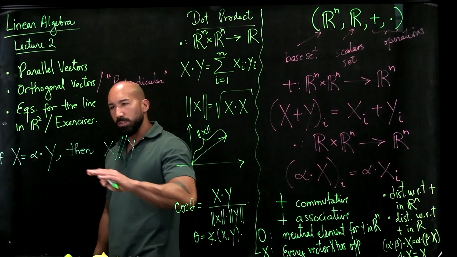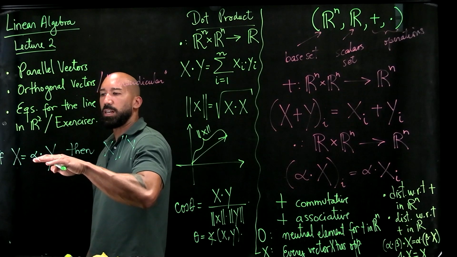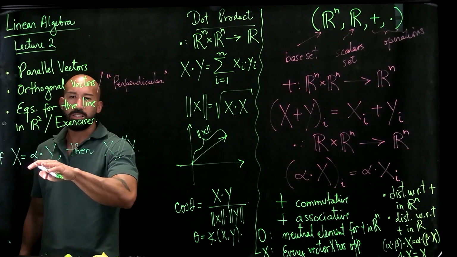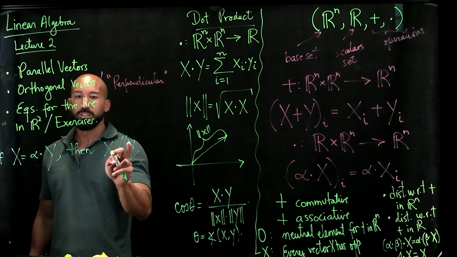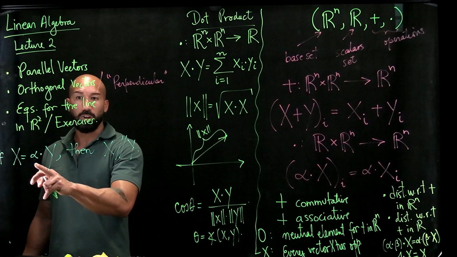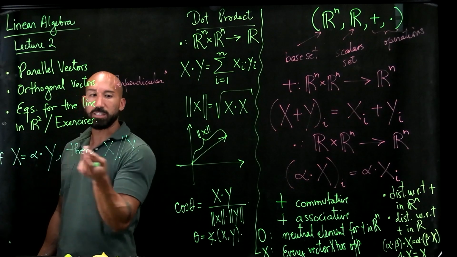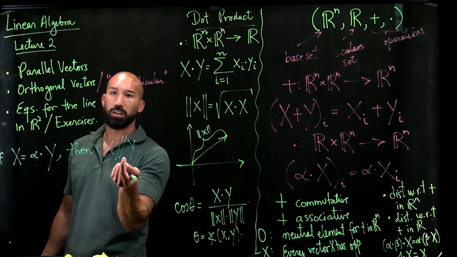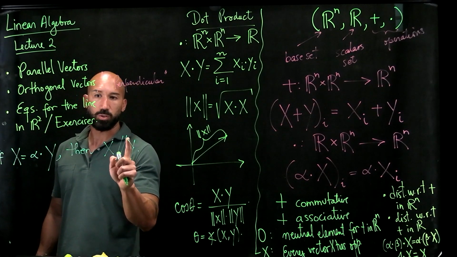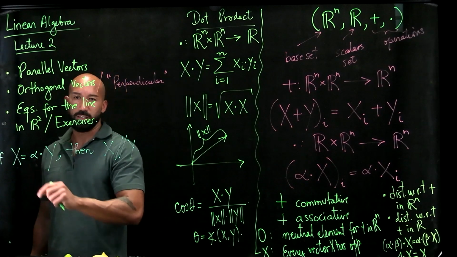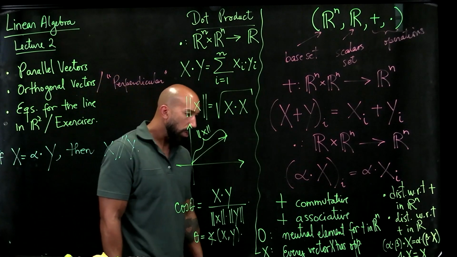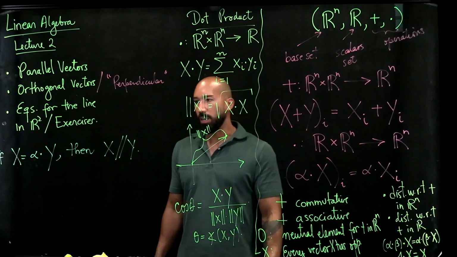So let's suppose for now that alpha is different from 0 and x and y are different from the vector 0. What I want to prove is that this condition is not only sufficient, so that if this is happening the vectors are going to be parallel, but also a necessary condition. Since the vectors are parallel, then this is happening.